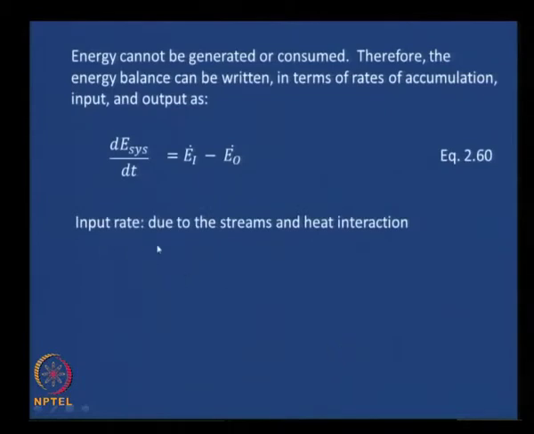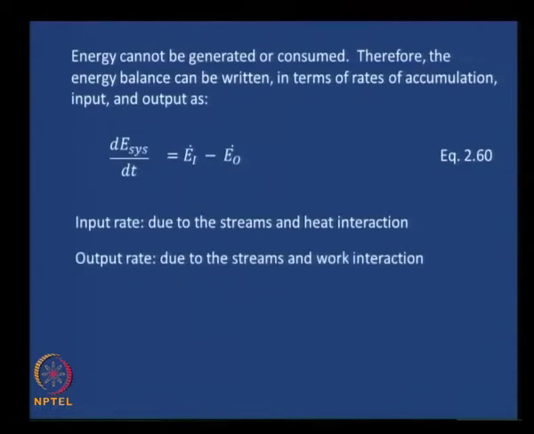Therefore, the input rate is due to the streams and the heat interaction. Similarly, as we have seen in that figure, the output rate could be due to the streams itself, the energy that is carried by the streams, and the work interaction. If you think about it, this heat interaction and work interaction can be accounted for in any place. You could account for it in the input, or in the output, as long as you choose your signs appropriately. Let us not get into that.